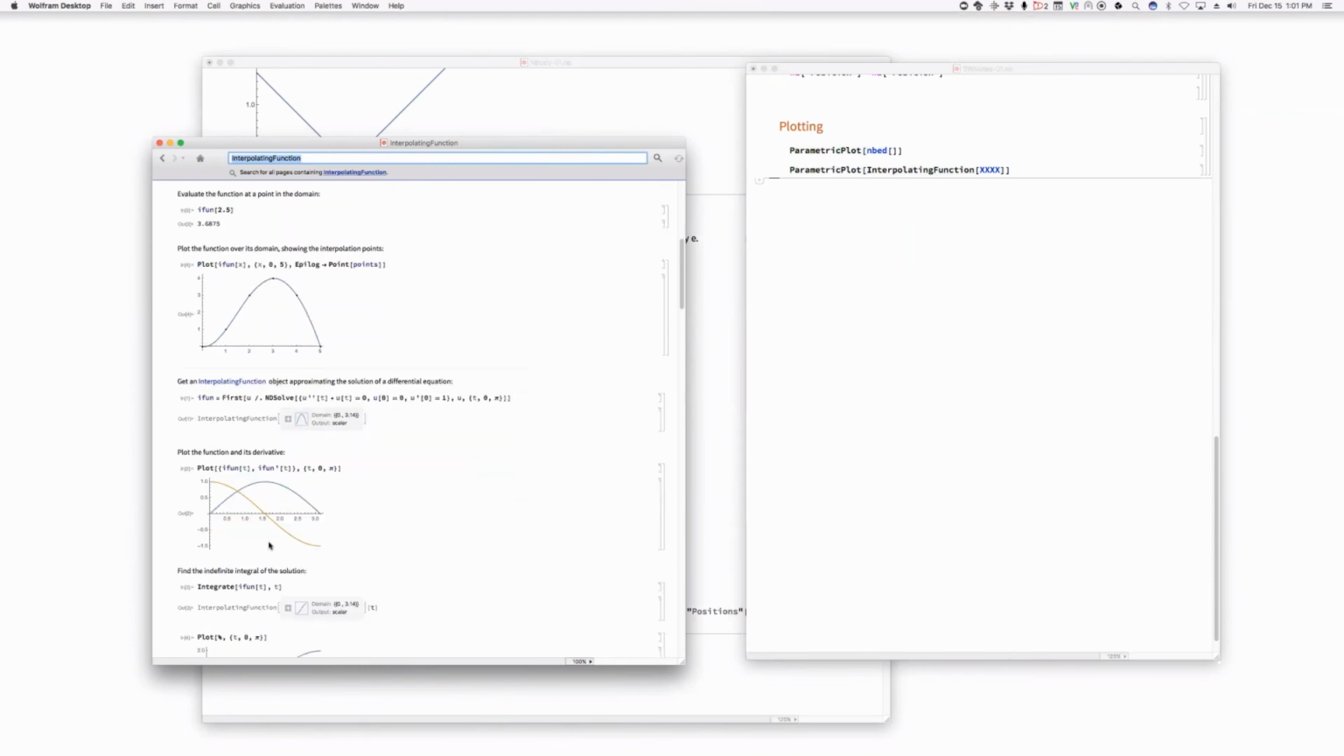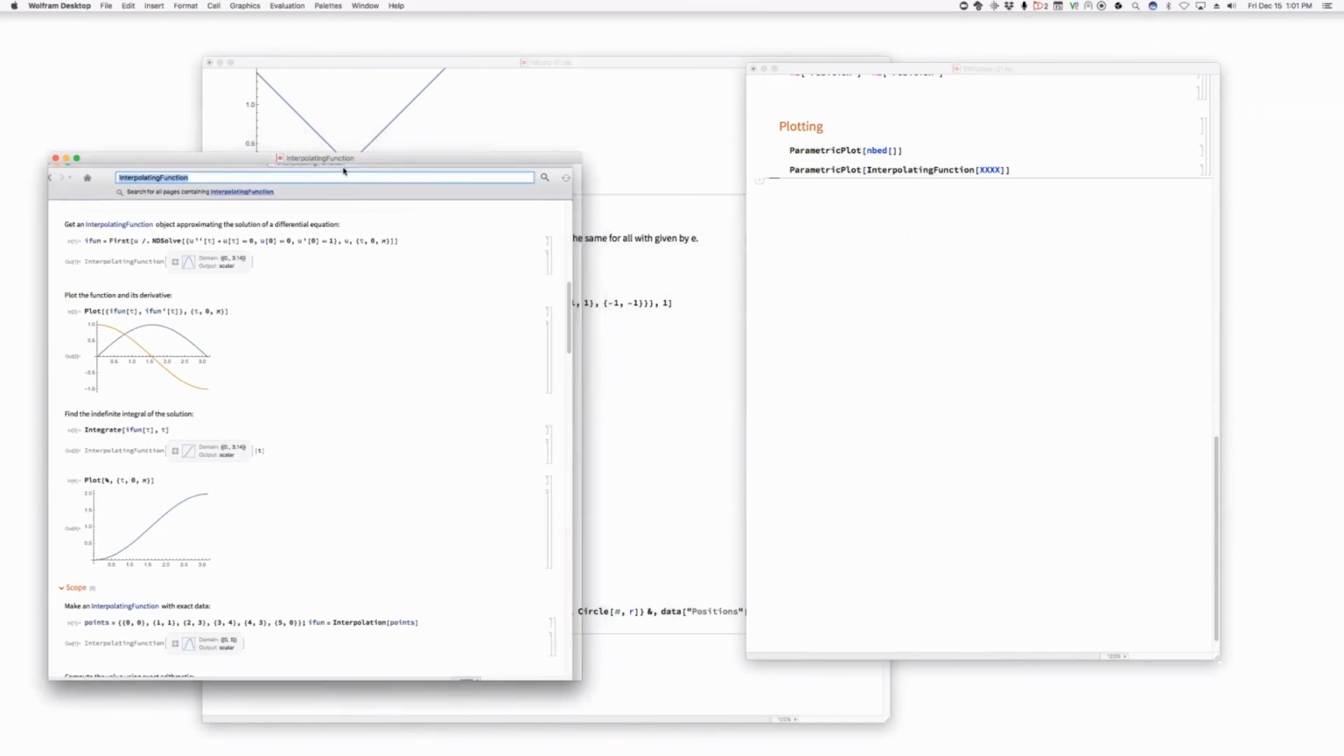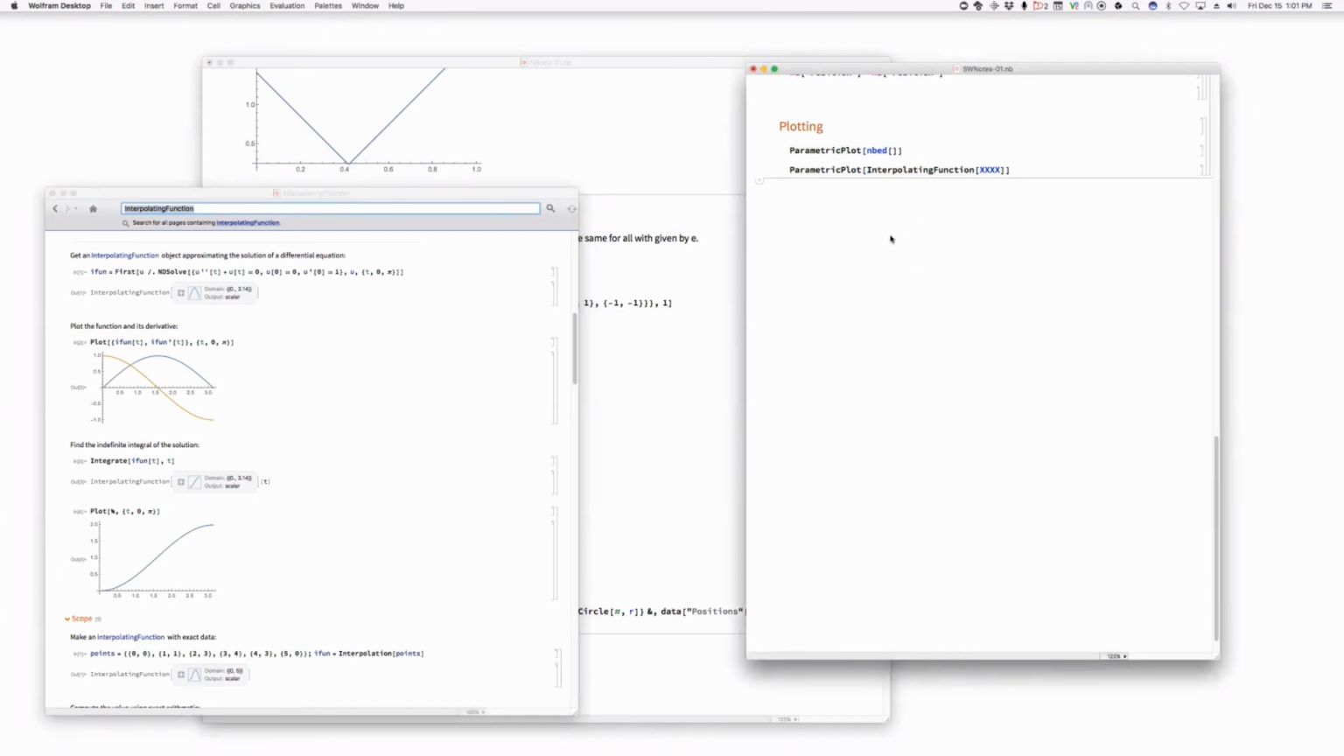Sorry, what are you saying? So if there is such a usage, it is not documented here. No. Okay. So I'm sorry, what were you saying, Michael? More or less rephrase what Rob just said: depending on what interpolating function returns, you stick it either in plot or parametric plot.